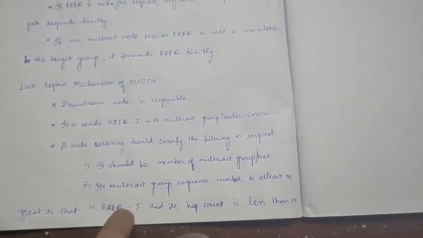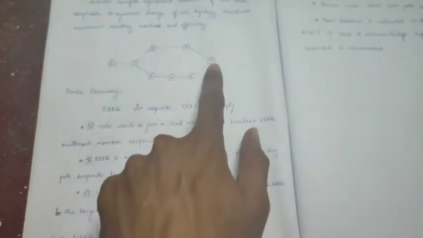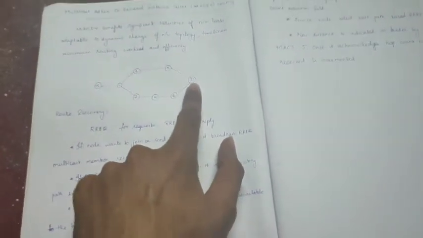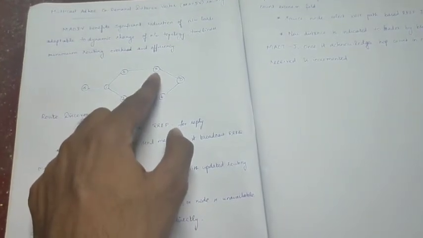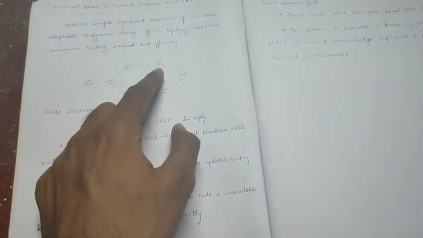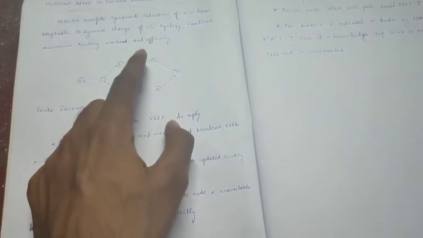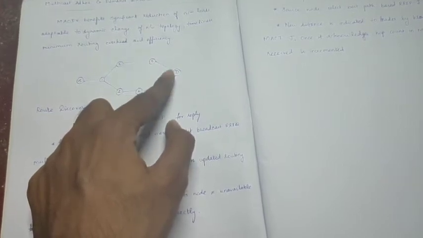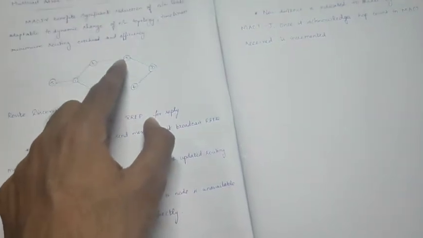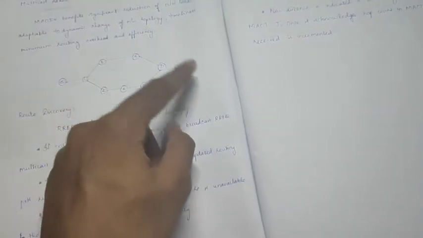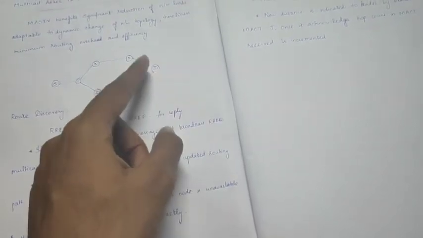The RREQ-J has the sequence number of the downstream node. So the member which is a predecessor to the downstream node will have a sequence number greater than this downstream node. So this means the RREQ message is received by a forward node, not a backward node. So there is no wastage of time in the response.